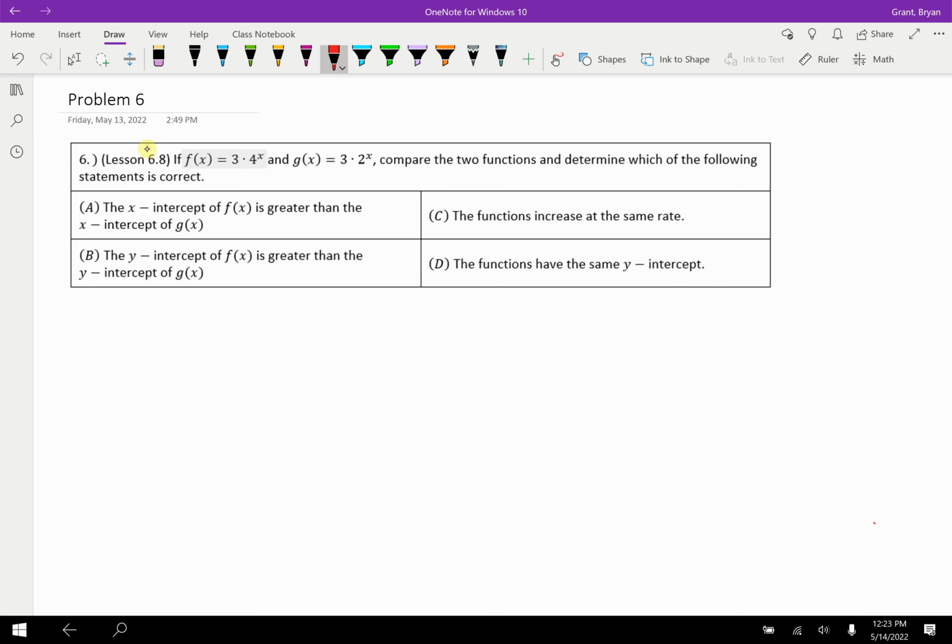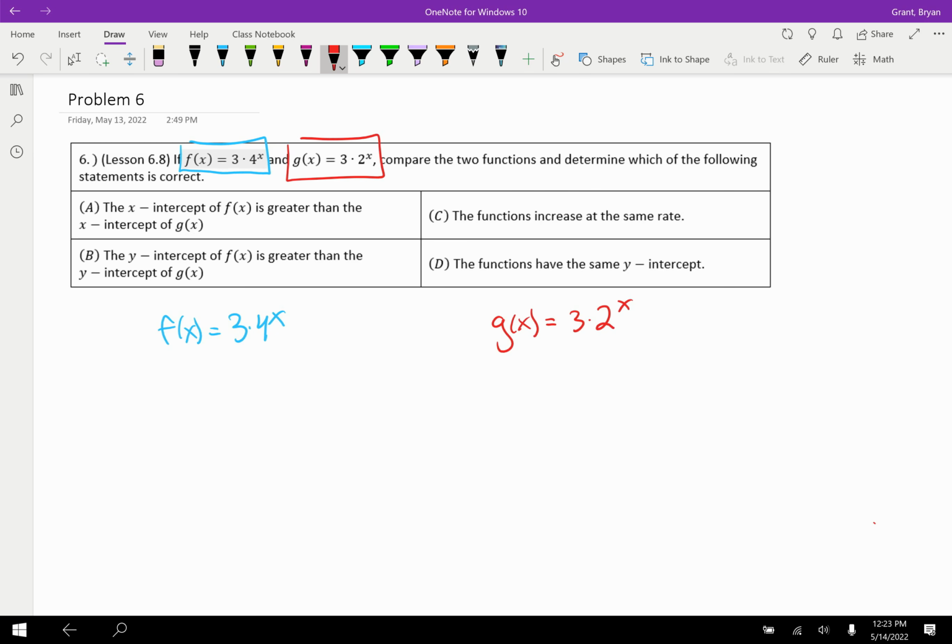We're on to problem 6, which came from lesson 6.8, more exponential graphing. We're given two different equations, one that I'm going to do in blue, f of x equals 3 times 4 to the x, and the other that I'm going to do in red, g of x equals 3 times 2 to the x. They're asking us to compare these two functions and determine which of the following statements are correct.